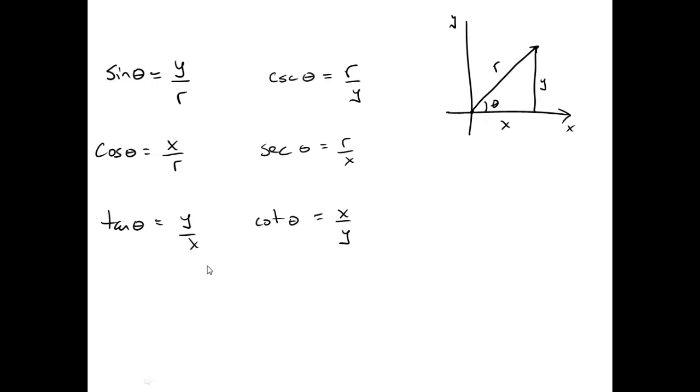So those are the 6 trig functions. So if I give you a point x comma y, you should be able to find all the trig functions for the angle at that point. And that's what we're going to show in the examples next.